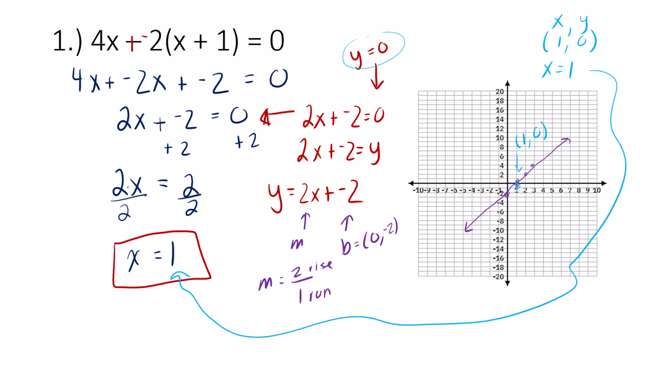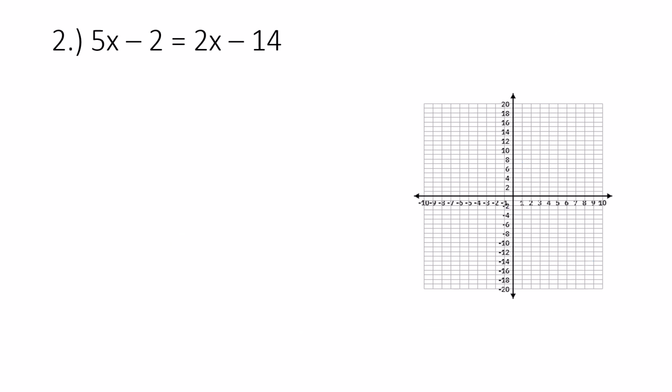Okay, and so that works as our check. Next problem. All right, so this one has an x on both sides, and so we want to, well, first we'd simplify everything on each side of the equal sign, but you cannot simplify 5x minus 2 or 2x minus 14. So we're going to try to get all the x's consolidated on one side. So I can do that by subtracting 2x or adding negative 2x from both sides.